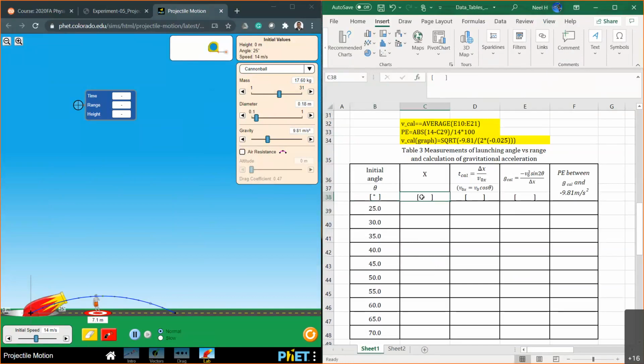X is measured in unit meters, and time is going to be measured in unit seconds. G is going to be measured in unit meters per second squared, right? Meter per second squared, that's it. Then in terms of experiment, all we need is the measured values for the range. That's all, right? So this is the range equation.